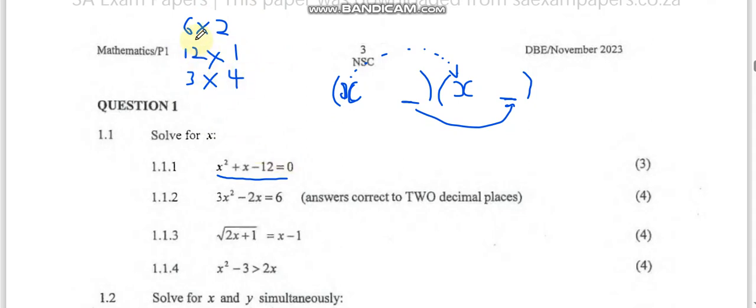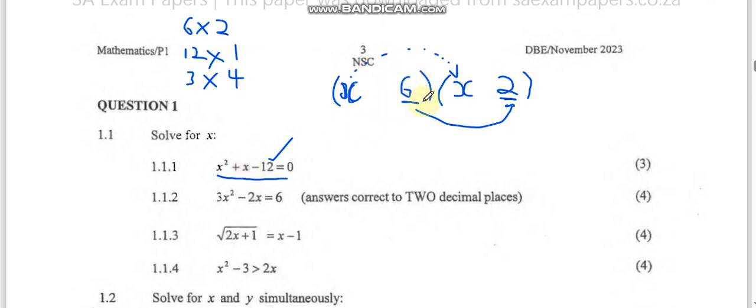So here we can see that if we put 6 there and 2 there, when we multiply these two together, it gives us 12, and that is correct. But when you add 6 plus 2, it does not give us this middle value here.